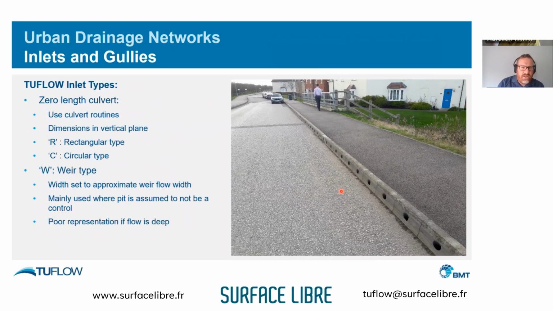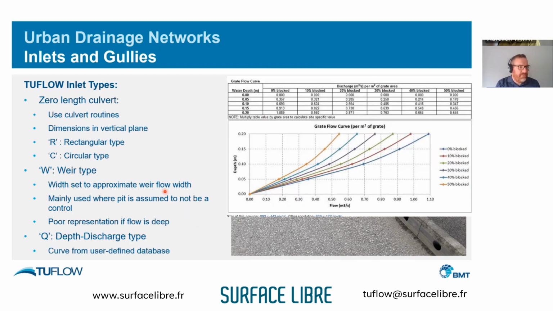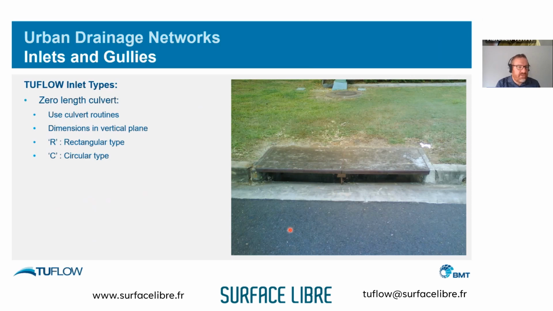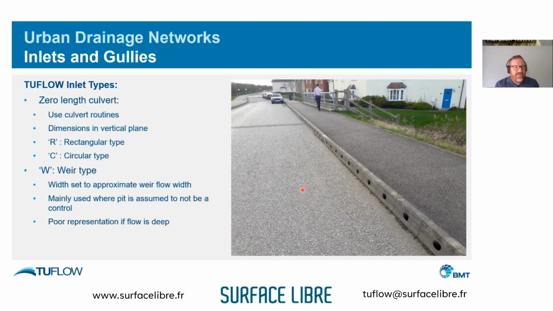Alternatively, we can use a weir type. So with this, the width is set to approximate weir flow. So it's assuming that flow just weirs over that crest level. Obviously, we've got a width, which is the width of the inlet, and we just have flow weiring into the subsurface pipe network. This provides quite a poor representation where we've got quite deep flow up against our inlet.